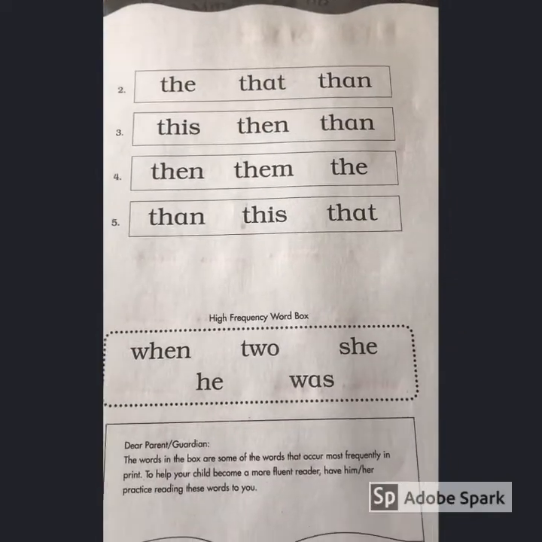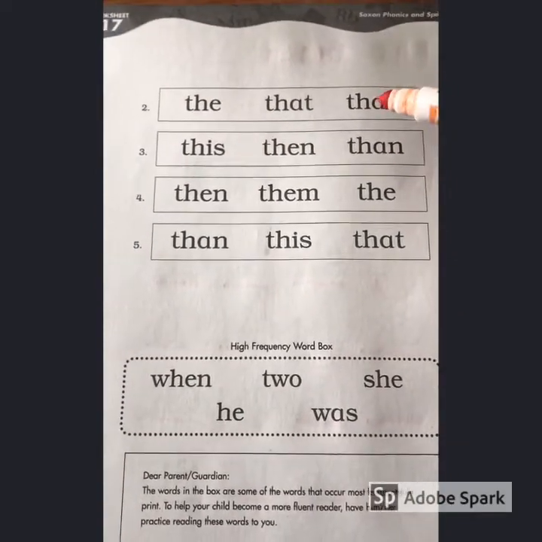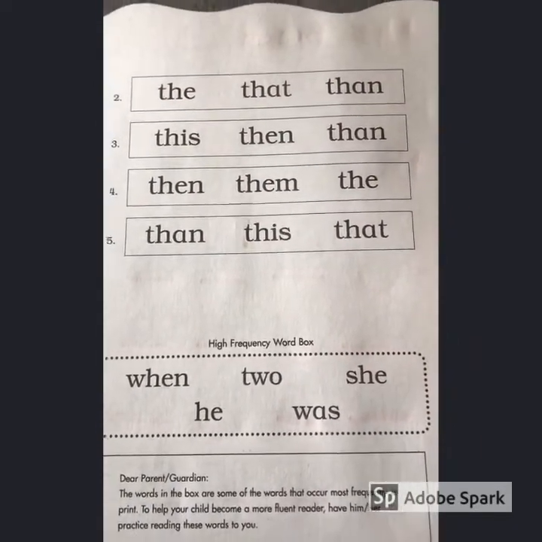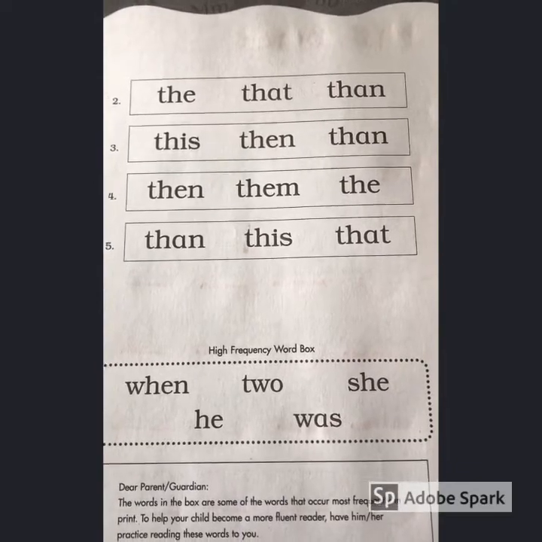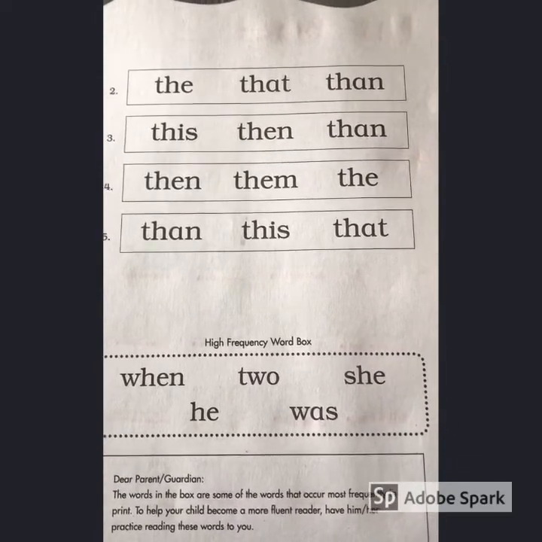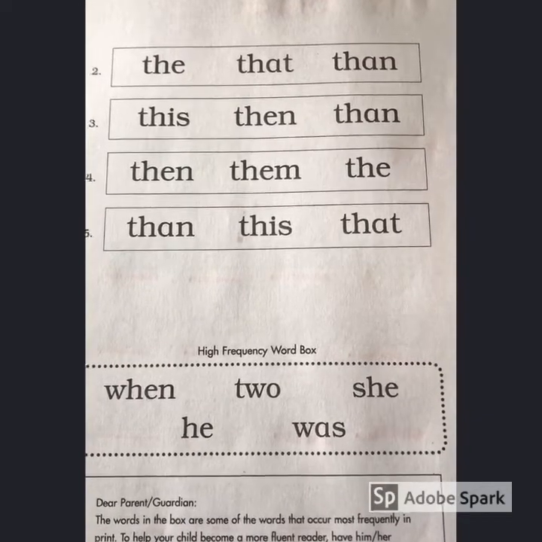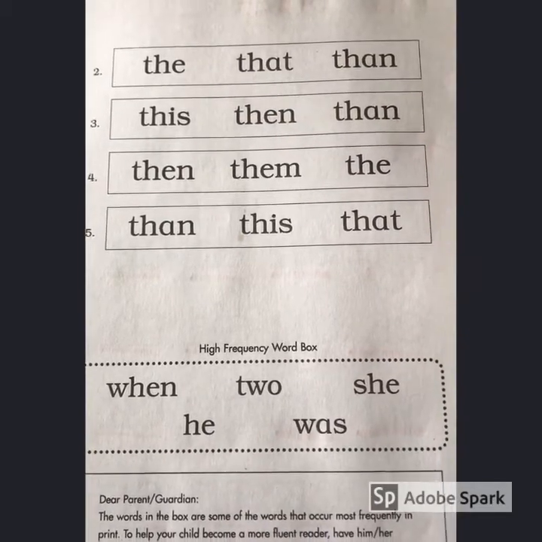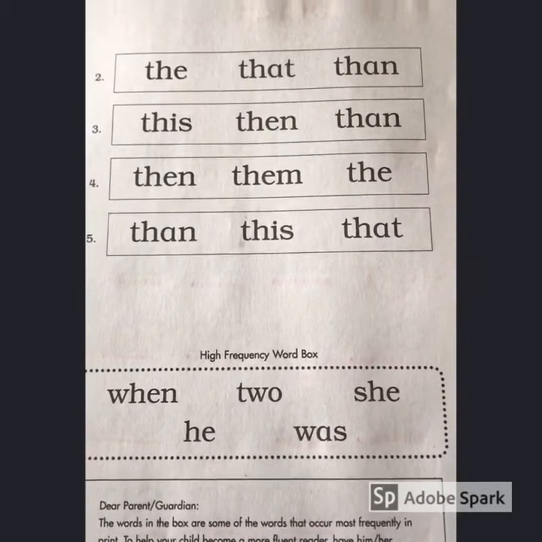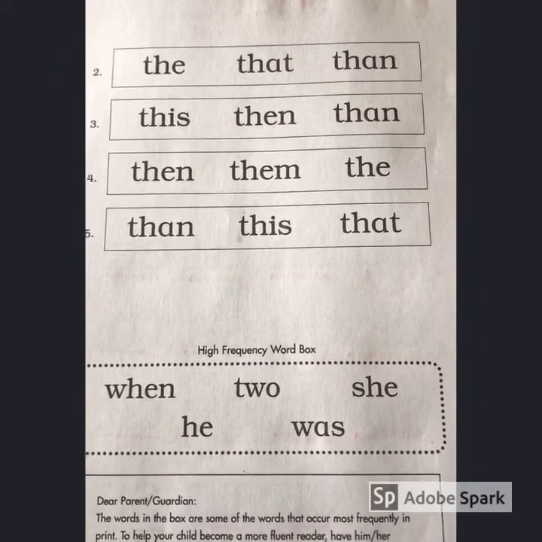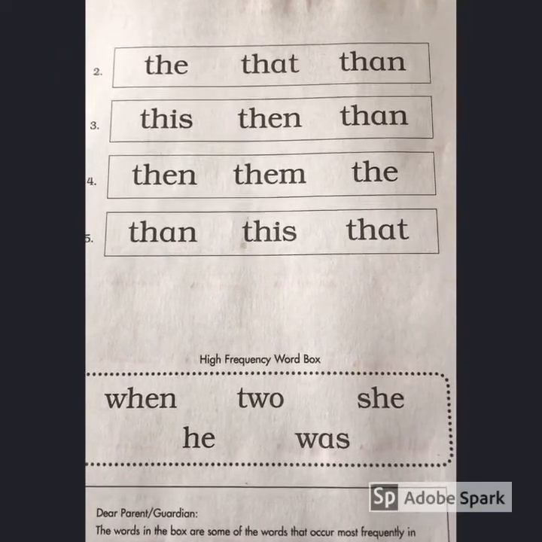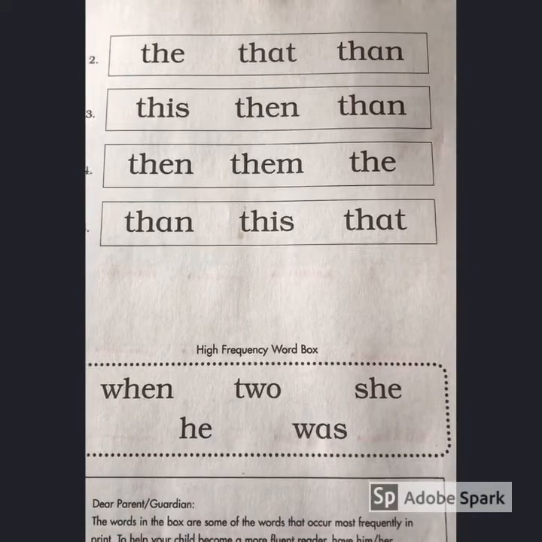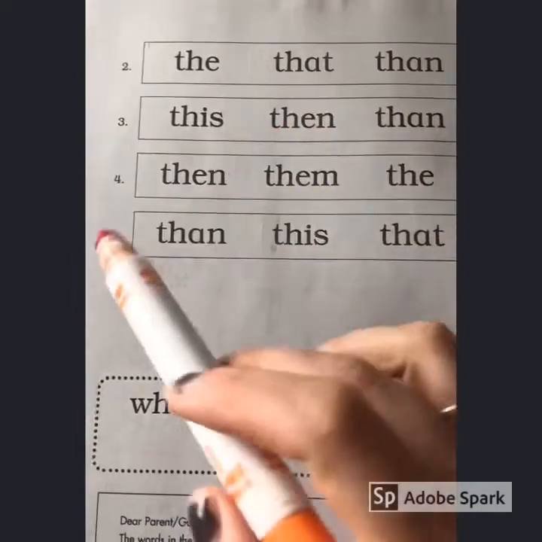Okay, now on the back side there are 4 boxes. Box 2, 3, 4, and 5. In box 2, I want you to circle the word that. That. Okay, and I'm not going to mark them because you have to do this on your own. Okay, then box 3. Circle the word this. This. Make sure that you are listening to the sounds that I say and picking out which word has the correct sounds.